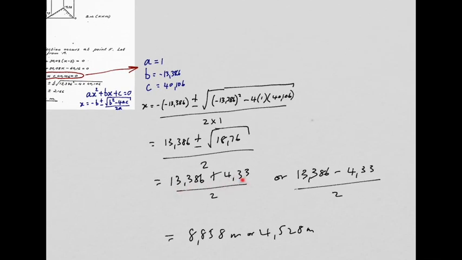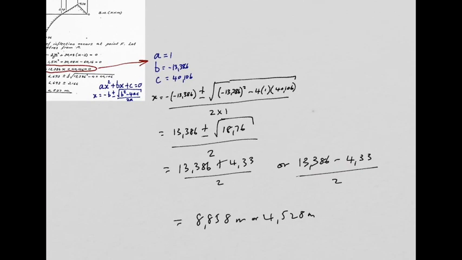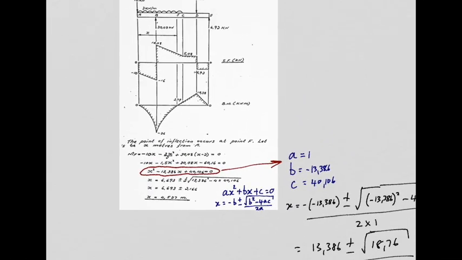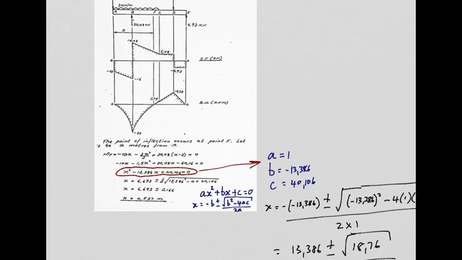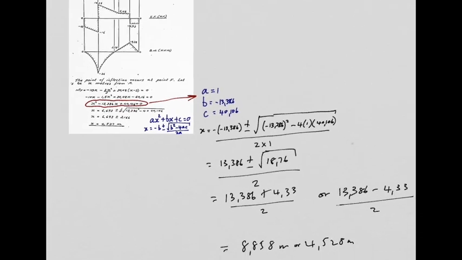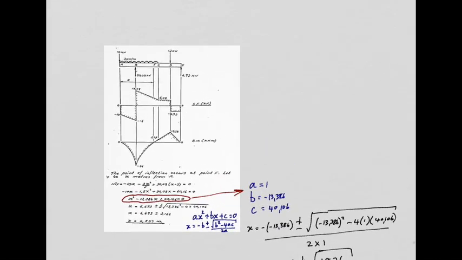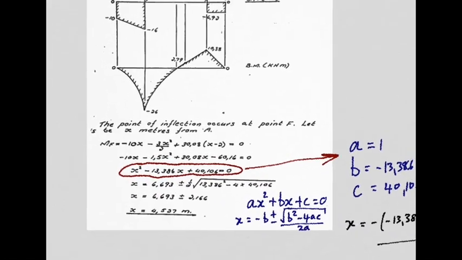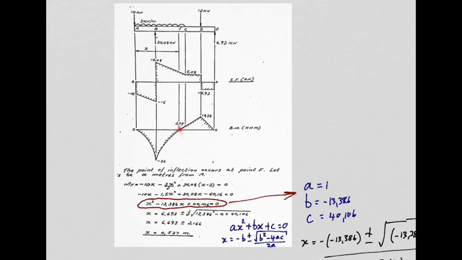So now we have the plus option and the minus option, giving us answers of 8.858 or 4.528. Now remember that one answer will be possible and one will be nonsensical. So the reason I chose 4.527 rather than 8.8 is because 4.5 would appear to be possibly between A and C, in other words F, whereas 8 and a bit would be outside of the beam, which is impossible. So your answer is 4.527 meters to the point where the bending moment is 0. In other words, the point of inflection is at 4.527 meters from A.